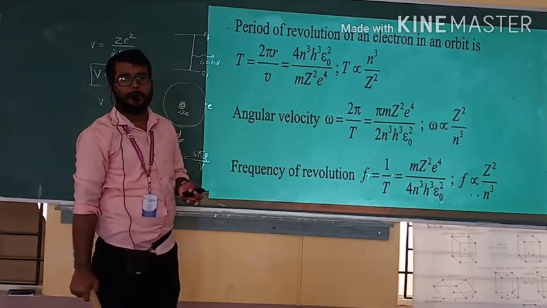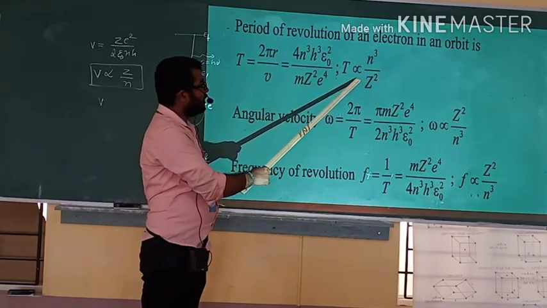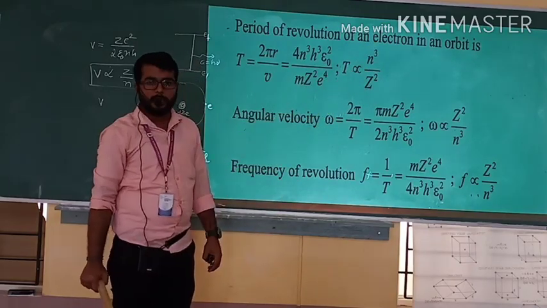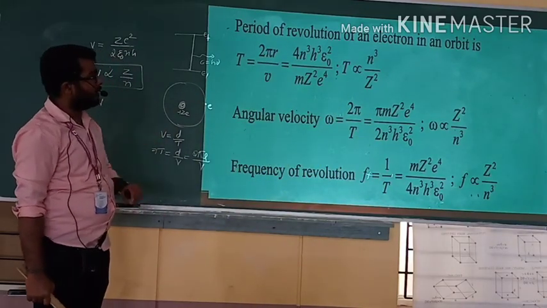Hydrogen has 1, helium has 2, lithium has 3. So these two keep varying. Therefore t is proportional to n cube divided by z square is the final time period of this electron.